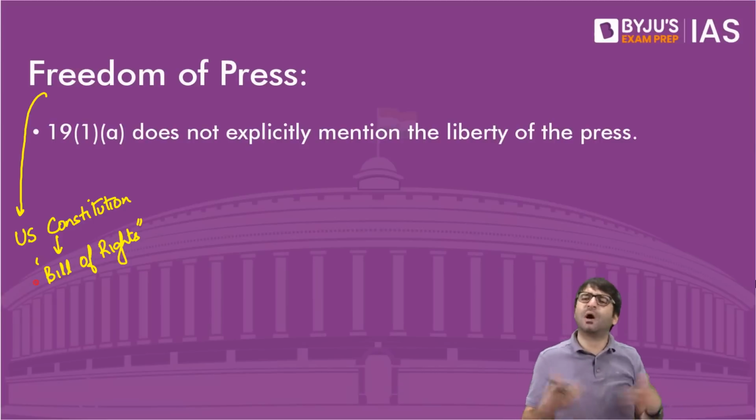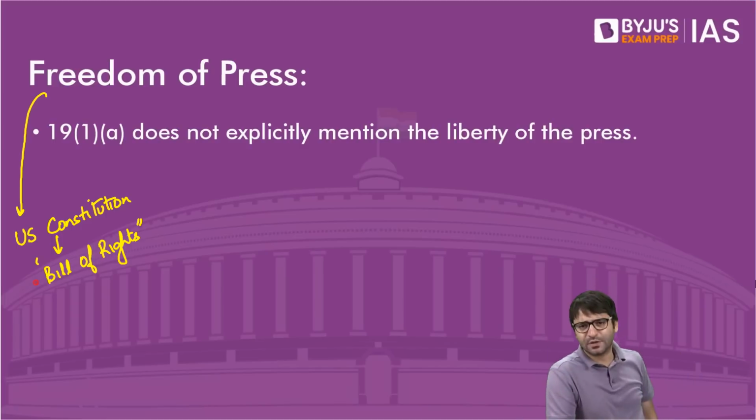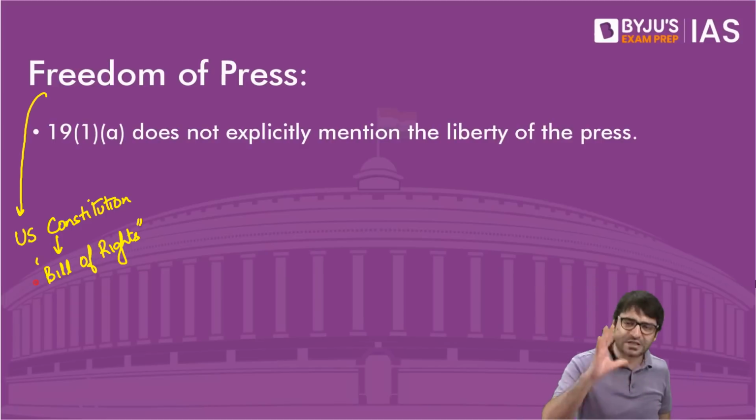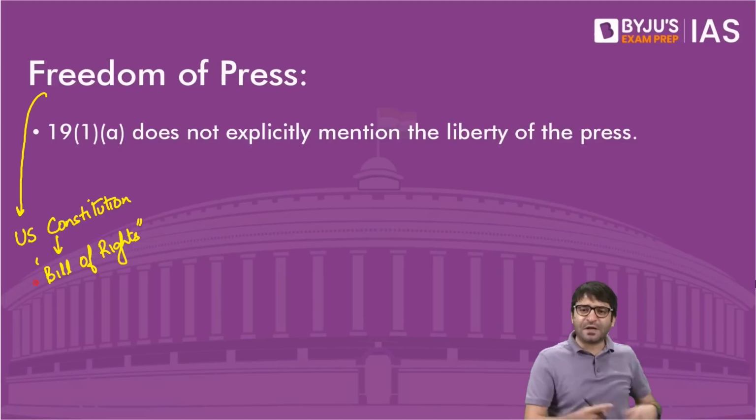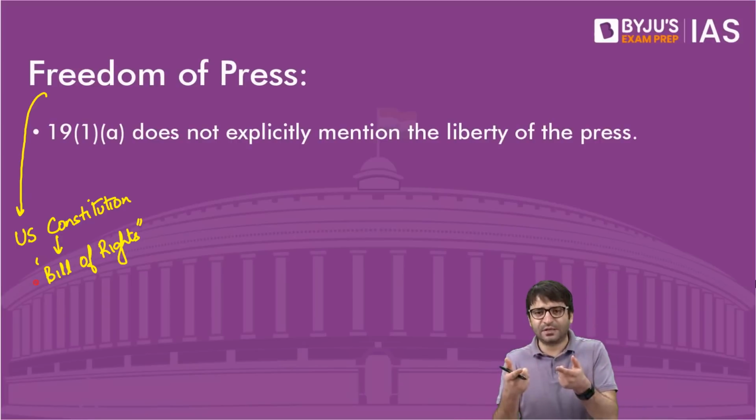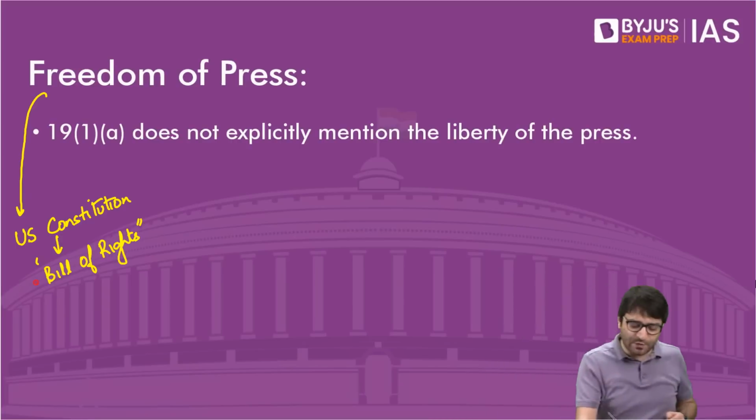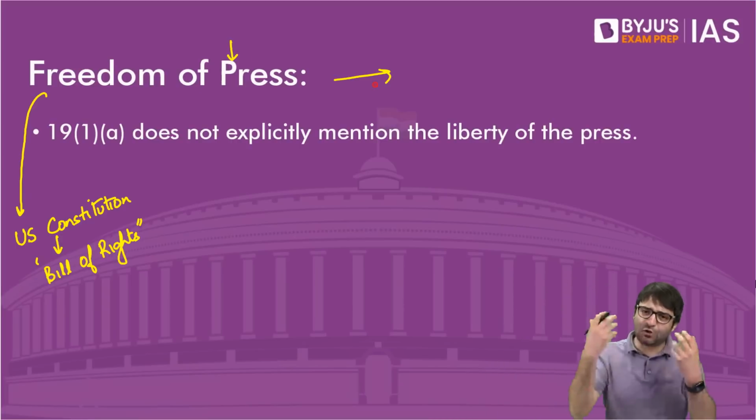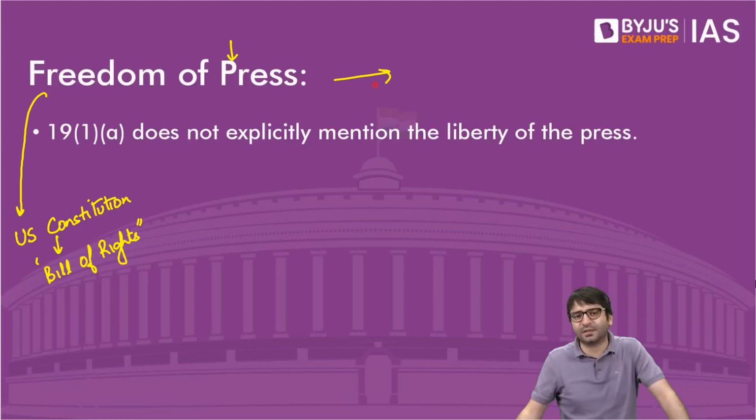The Supreme Court said, so what? It is not mentioned in the Constitution. So what? It is not explicitly mentioned in the Constitution. But when we say freedom of speech and expression, it also means freedom of the press. So freedom of the press is also a fundamental right under Article 19(1)(a) of the Constitution.